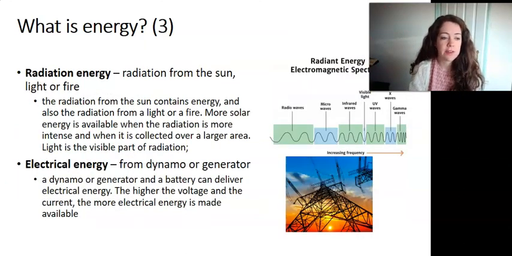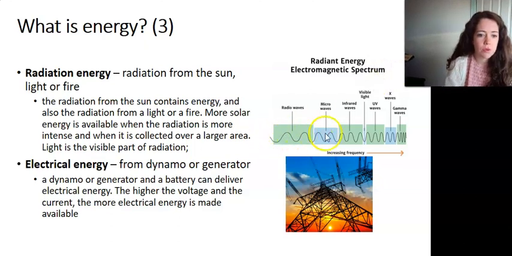A fifth type is radiation energy. That's radiation from the sun. So all radiant energy is somewhere on this electromagnetic spectrum here. And also the radiation from light or fire is this type of energy. So more solar energy is available when the radiation is more intense, and also when it's collected over a larger area. And light is this visible part of radiation here. This is taking you on a whistle-stop tour through many different chemical and scientific disciplines, so I hope I'm doing them justice. A sixth type of energy that's very important for us is electrical energy.